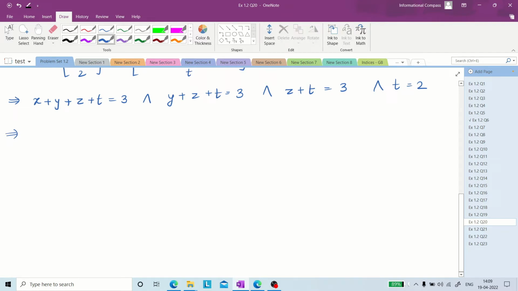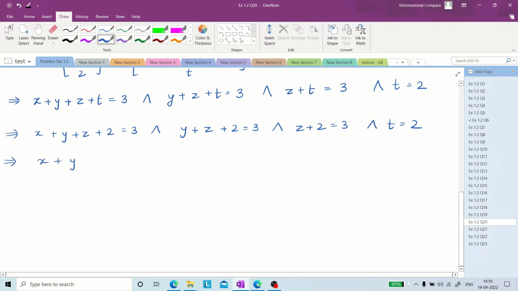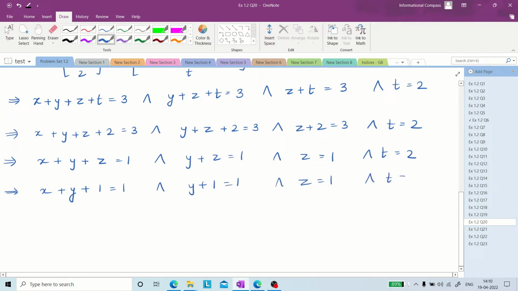So we'll use t equal to 2 in all of this, right? This gives us x plus y plus z plus 2 equal to 3, intersection y plus z plus 2 equal to 3, z plus 2 equal to 3, intersection t equal to 2. Then we have x plus y plus z equals 1, y plus z equals 1, z equals 1, t equals 2 as it is. Now we have z equals 1 also, so we'll substitute the value: plus 1 equals 1, intersection y plus 1 equals 1, intersection z equal to 1, intersection t equal to 2.